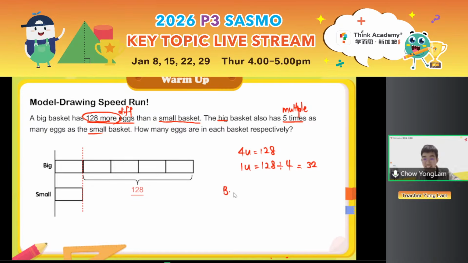So how many eggs are there in the big basket? Now remember that we counted the number of units for the big basket just now. Wow, Dora, got so many nice answers. Very good. We have 5 units, 1, 2, 3, 4, 5. So 5 times 32. You can do your calculation. I trust that you are able to do it. 160. As for the small basket, because it only has 1 unit, we know it is 32. Then you can check the difference. 160 minus 32. Is it 128? If it is, good, you are correct.